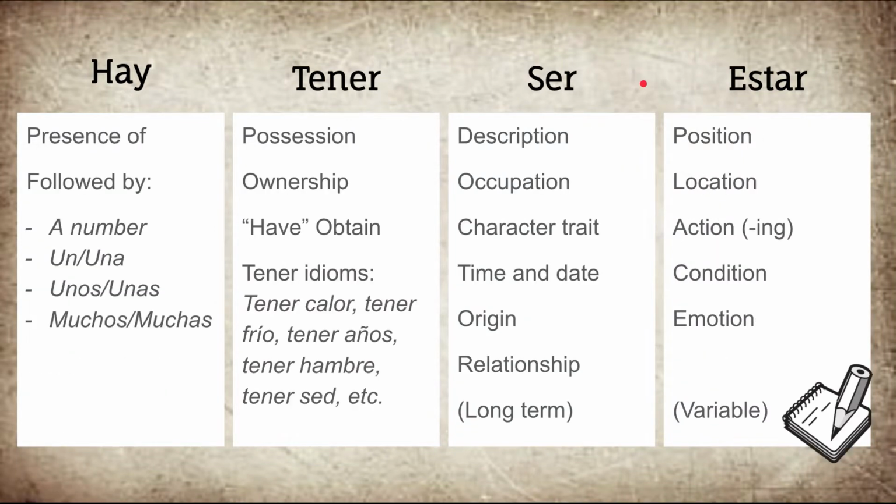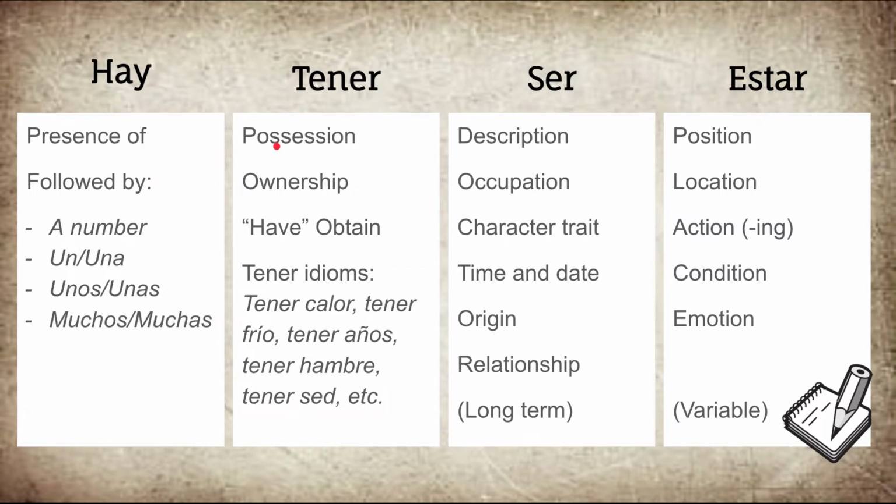Let's continue. Now let's look at the meaning and uses of each of these verbs. We will start with hay. Hay indicates the presence or existence of something. It's usually followed by a number, 1, 2, 3, 4, 5, and so on, or an article or determinant, such as un, una, unos, unas, muchos, y muchas.